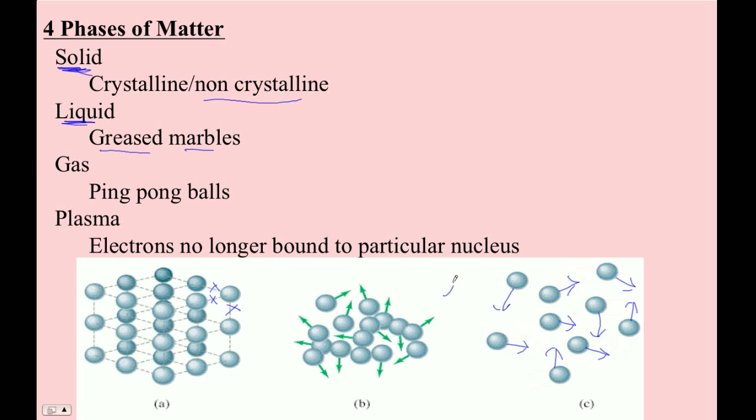These latent heats of vaporization tend to be huge compared to latent heats of fusion, just because this is a subtle change. This is a huge change, okay? So you could sort of think of ping pong balls or something like that flying around as a gas.